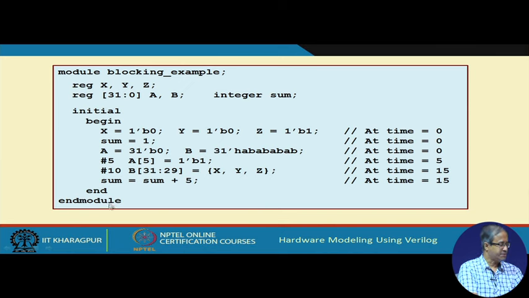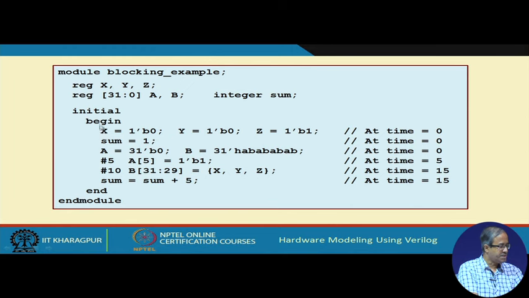There is one example here where various kinds of assignments are demonstrated. Here we are defining 3 variables x, y, z and 2 vectors of size 32, a and b. This is not a meaningful code, just an illustration. So, at the beginning we give some assignments, say x equal to 0, y equal to 0, z equal to 1. These are all single bit variables, and sum equal to 1, sum is an integer.